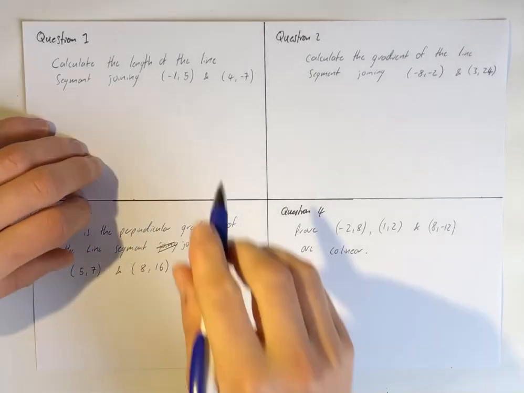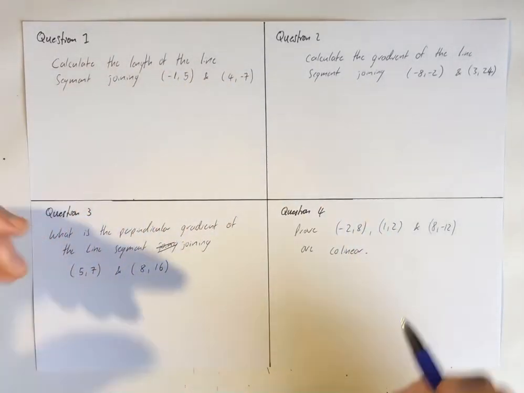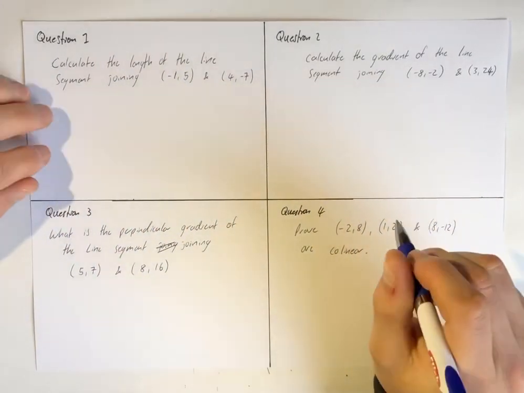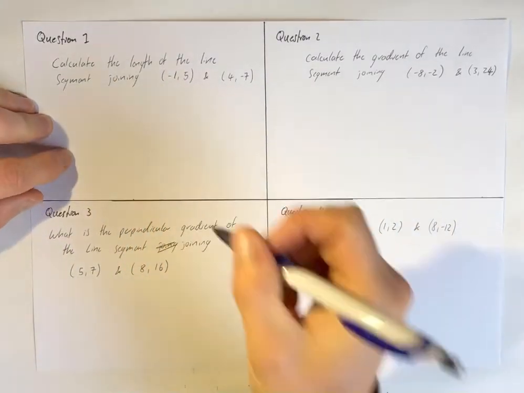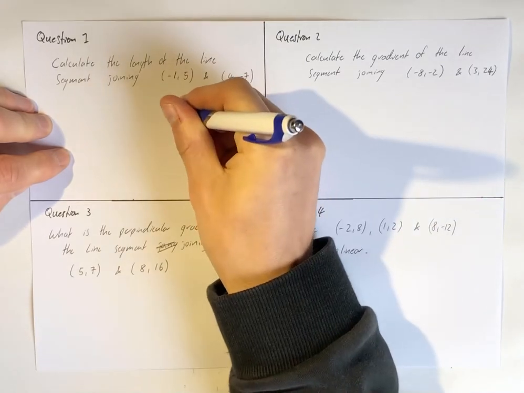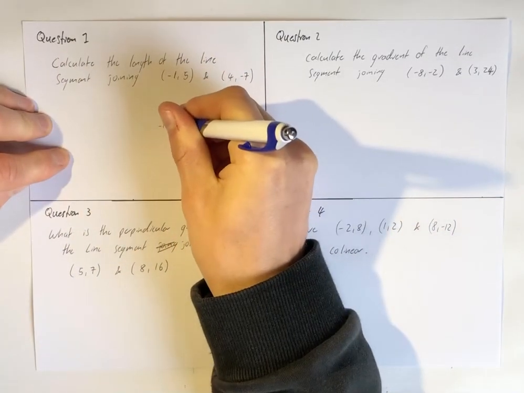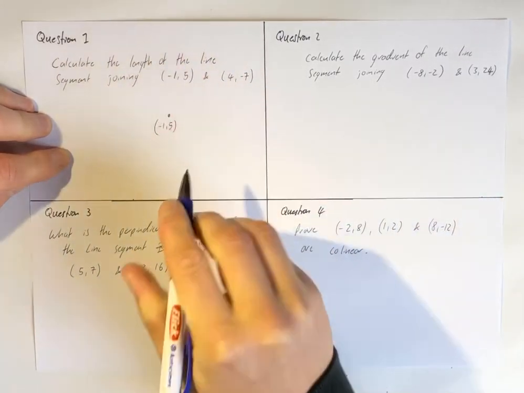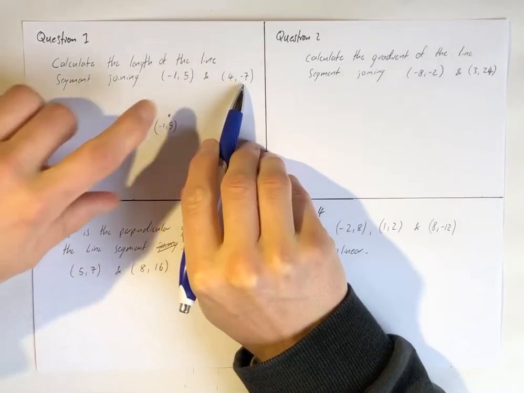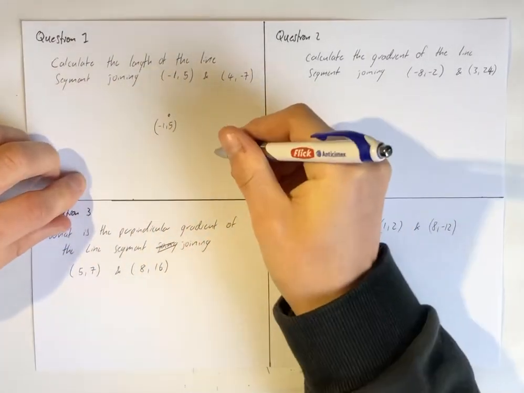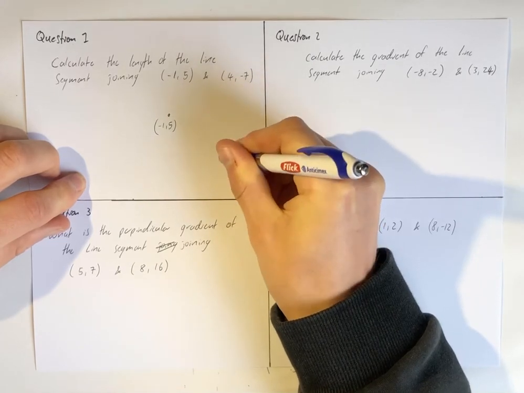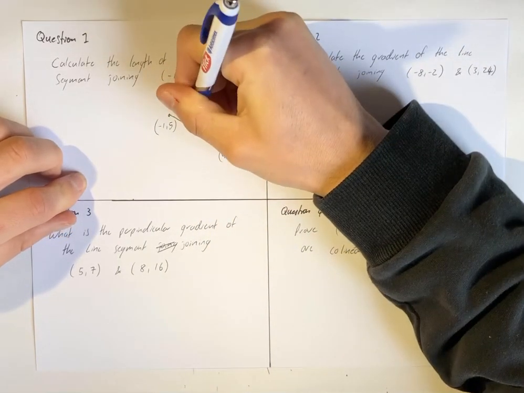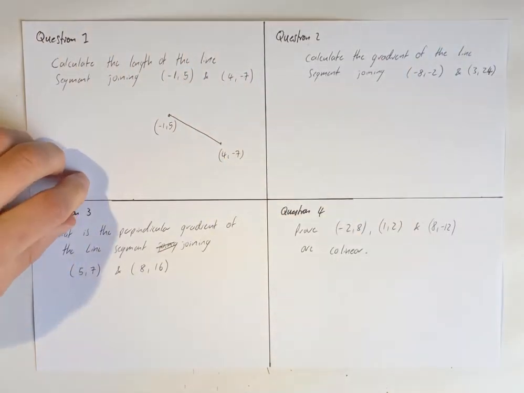So we just want the length between these 2 points, and I personally always like to just sketch what's going on. So -1 and 4, so this must be my leftmost point. So I'll go, that's -1, 5. And now do I go up or down to go from 5 to -7? Well, I go down. So this is going to be 4, -7. So the line segment should look something like that.